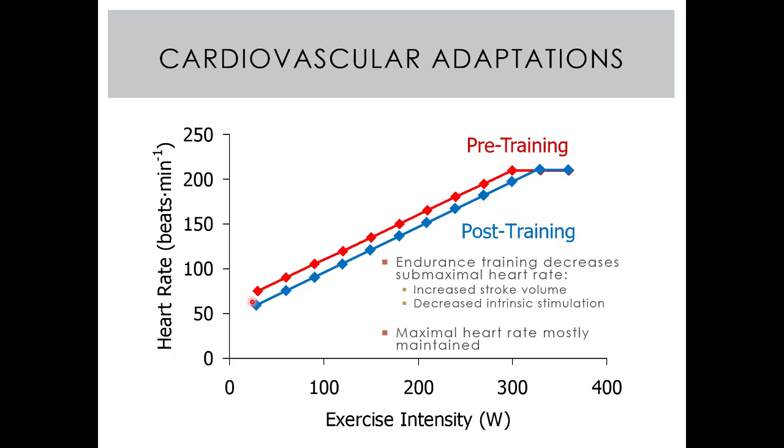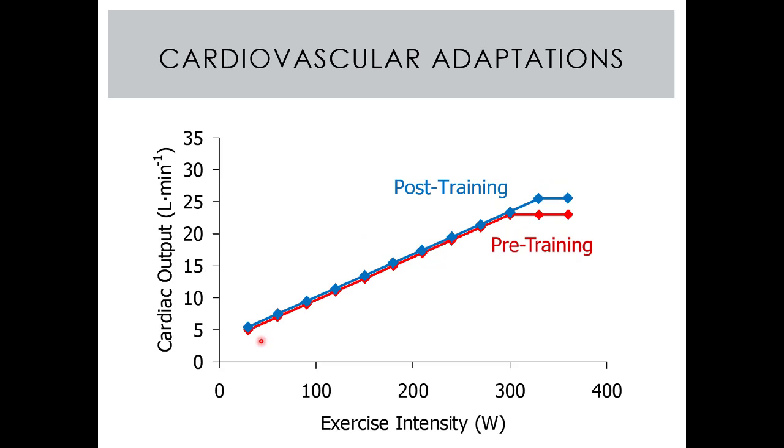In essence, each heartbeat has become much more efficient from pre to post training, so the heart can beat at a lower rate. What does not change, however, is maximum heart rate, or heart rate max. As you can see, the max heart rate lines overlap from pre to post training. No matter how long you train, the max heart rate will not change or improve. It will be mostly maintained. So in summary, with training, sub-max heart rate decreases while max heart rate does not change.